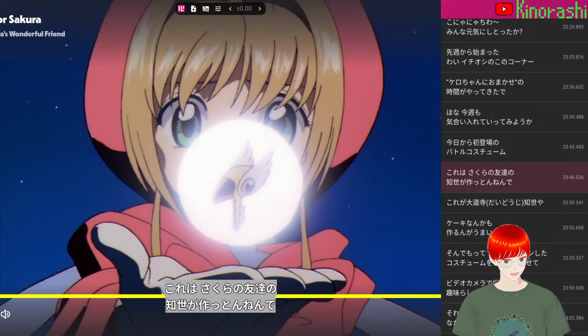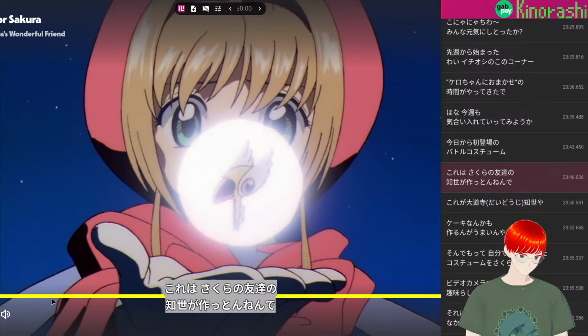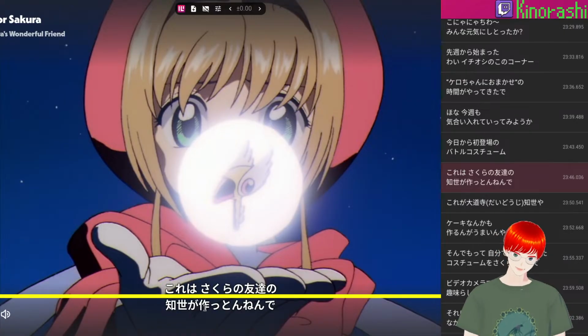Ne is a sentence ending particle used to seek agreement. And n is a contraction of the nominalizer. So I think this full sentence is supposed to be skute irun no desu. Not entirely sure, but Sakura's friend made this essentially.